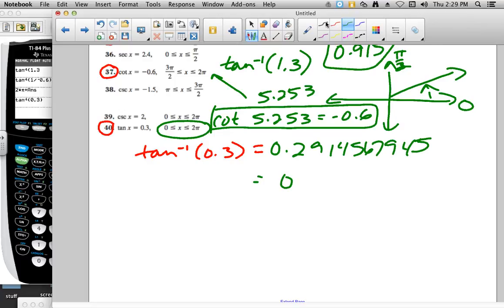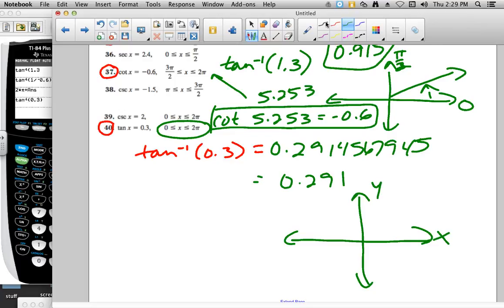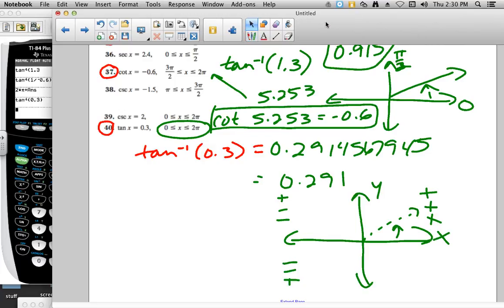So our answer is 0.291, except when you go all the way around the unit circle, there are going to be two different spots where the tangent will be 0.3. So one of them is here at 0.291, blah, blah, blah. Positive, positive, positive. Positive, negative, negative. It's not in quadrant 2 because tangent would be negative. Negative, negative, positive. It's in quadrant 3. So we need to figure out this angle.